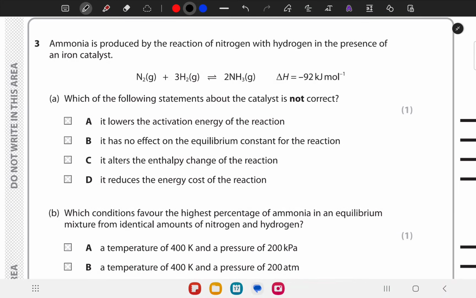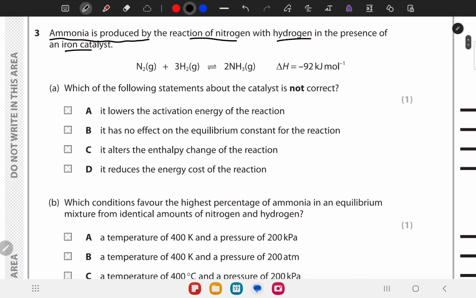Now in question 3, we are told that ammonia is produced by the reaction of nitrogen with hydrogen in the presence of an iron catalyst. We have to find which of the following statements about the catalyst is not correct. A catalyst lowers the activation energy, that's right.